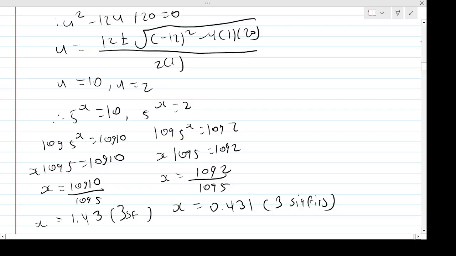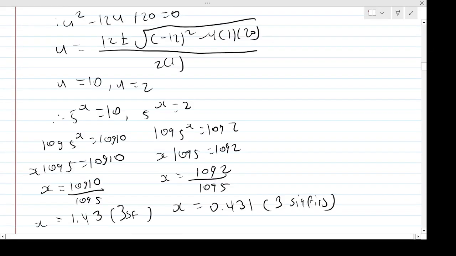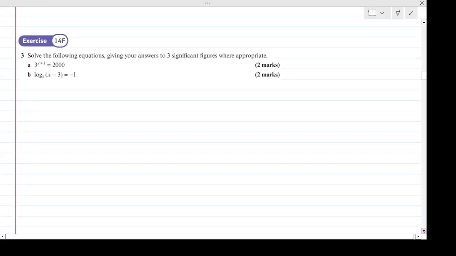Okay, cool. So again, you need to be able to spot and deal with disguised quadratics like this by recognizing what squared term you have here, and then you can solve that in the normal way, and then we can use the logs at the end. Okay, so that's really it. So let's have a look at some exercise questions.